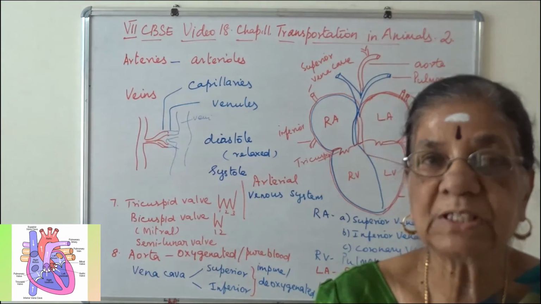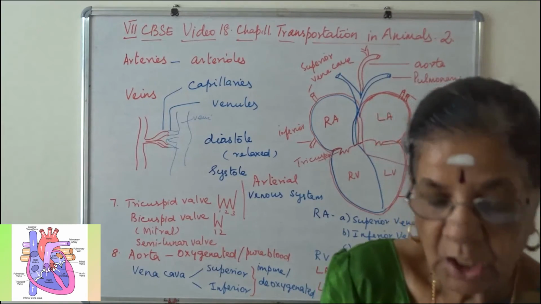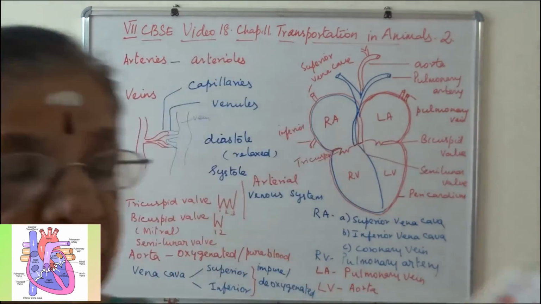And then these are the two types of circulation. And then as I said, artery, veins and capillaries.